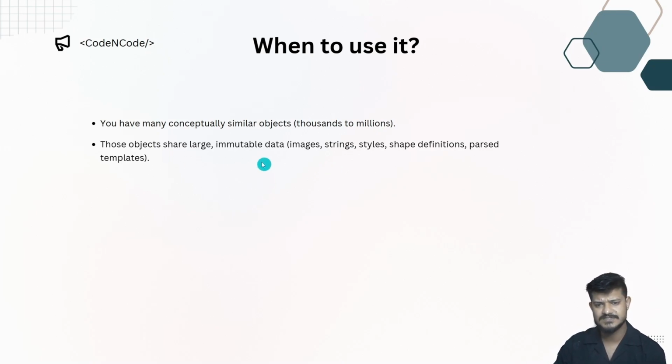So it should be large and immutable data, so it doesn't change with time. So we can cache it. We can cache it, and then whenever we require, we can get it out of the cache and utilize it, right? Like the images, as we have seen, style, strings, shape definition, model and all, so things like that.